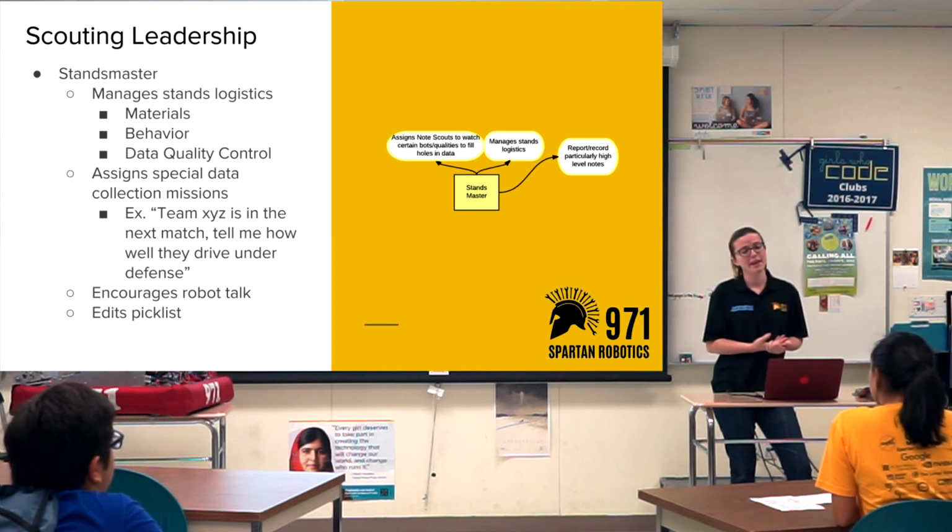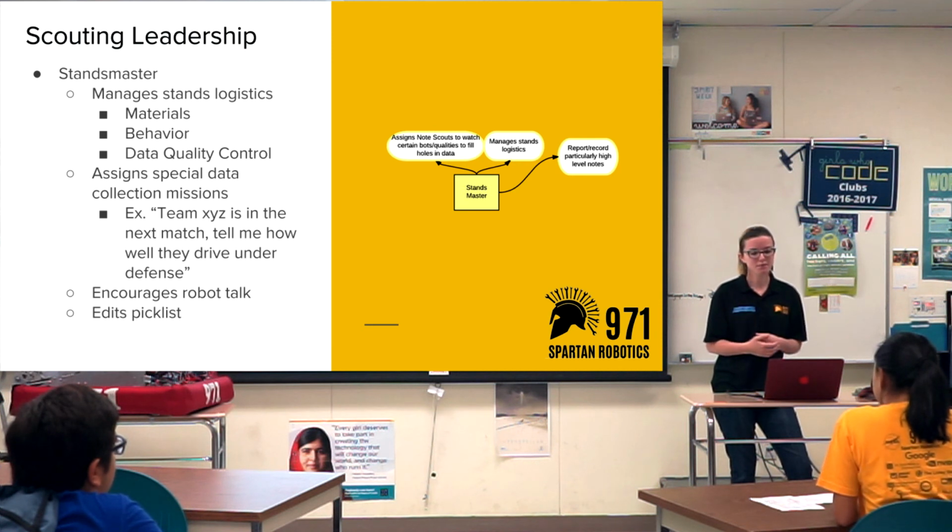Behavior, making sure people are paying attention, acting professional, representing the team. And they look at data quality control. They kind of take stock of what's coming in, make sure it makes sense. They're also assigning special data collection missions.